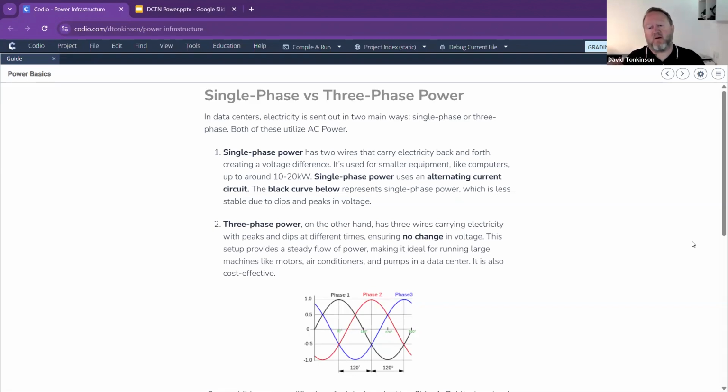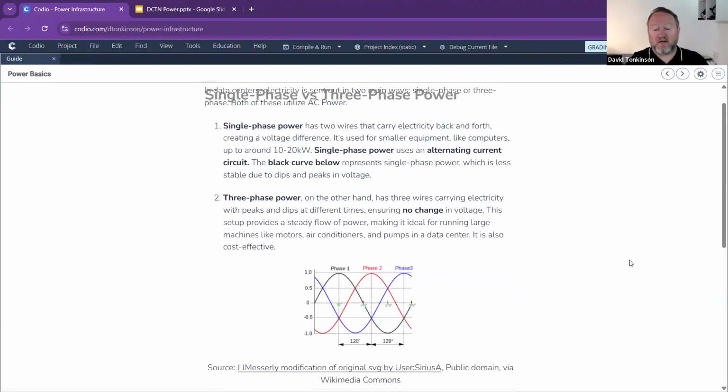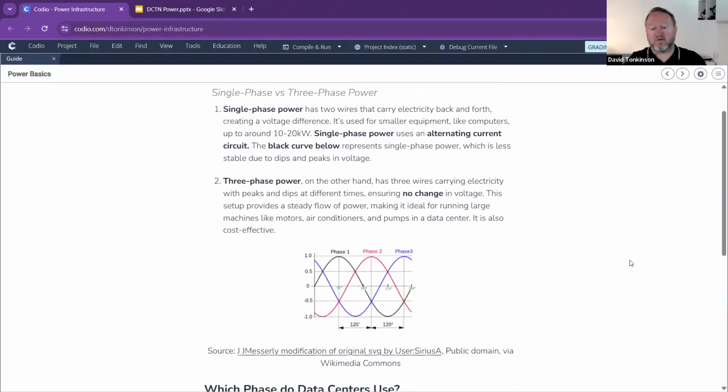So single phase and 3-phase or triple phase, depending on which country you're in. Single phase power basically has 2 wires that carry the electricity. It goes back and forth, and this creates a voltage. You can see you've got an up, you've got a down, so it is variable in terms of the voltage.